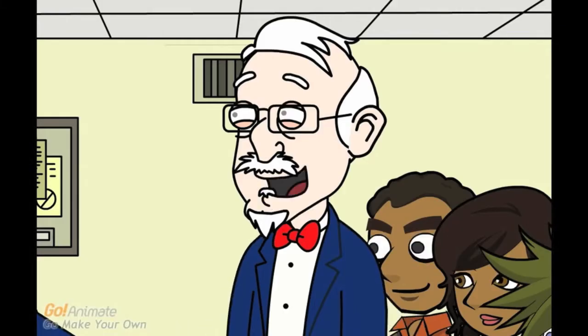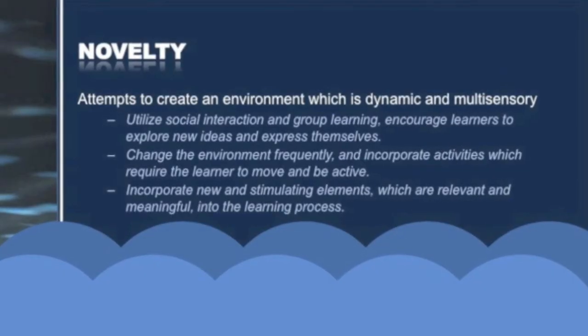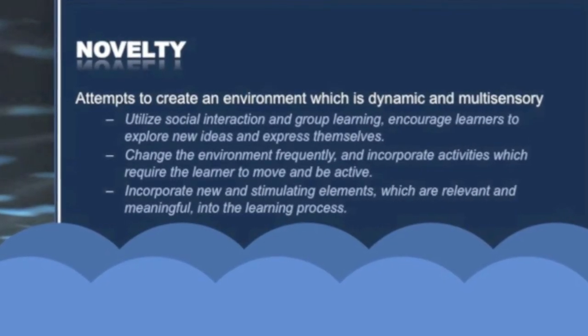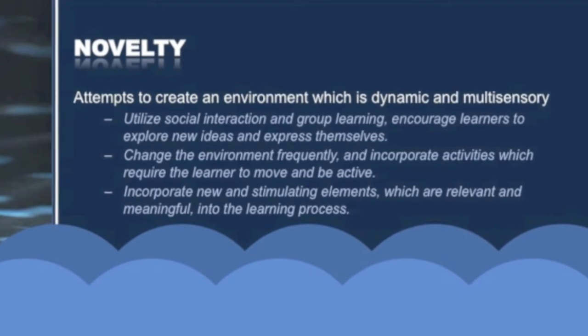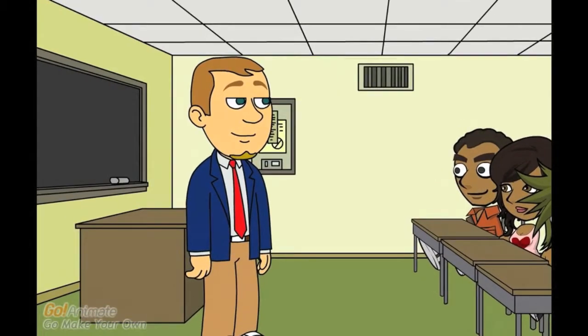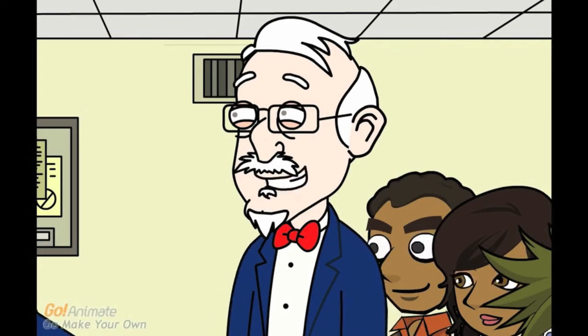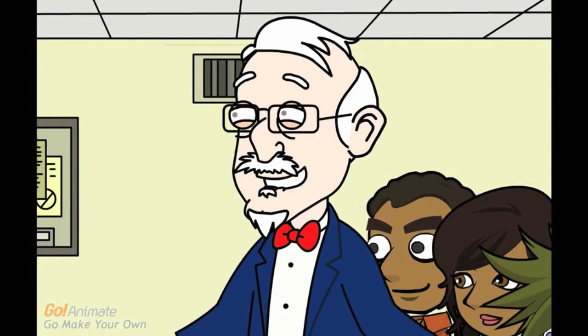Now let's talk about the third part of brain-based learning, which is referred to as novelty. Novelty is important because it attempts to create an environment which is dynamic and multisensory in nature. As you know, sometimes teaching math can be referred to as boring. However, if you try to maintain a classroom environment which is frequently full of change and is dynamic in nature, you will find that your learners are more engaged and happier to be learning.